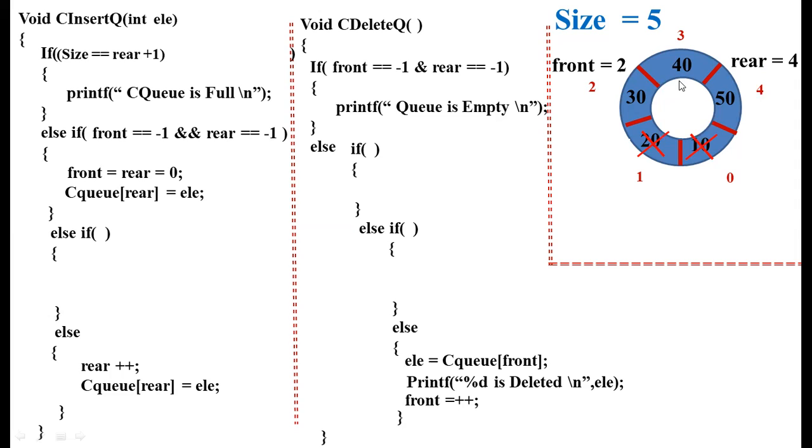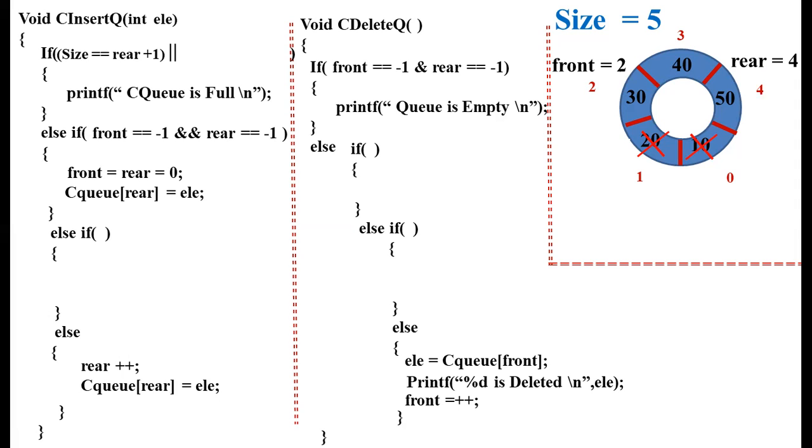Here, if you notice, size is equal to rear plus 1, which is true. Here also, size is equal to rear plus 1, which is true, but the queue is not full. So we need to check one more condition. So what is that condition? We will see by using the rear. If you can see here, when rear is 4, size is equal to rear plus 1, and when size is equal to rear plus 1, the queue is full.